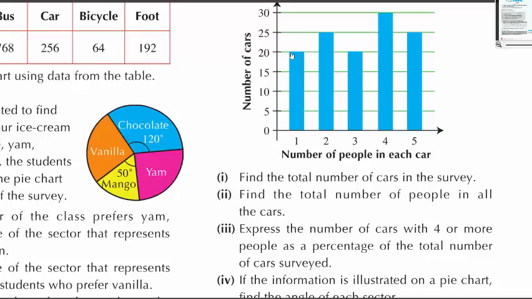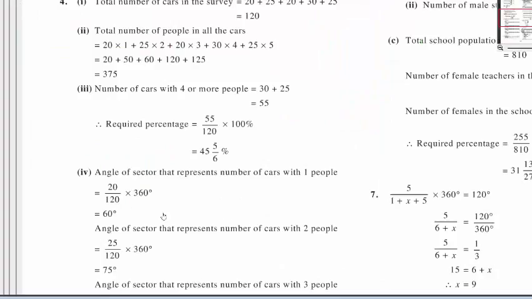For example, there are 20 cars corresponding to having one person in each car. So you take 20 times a total over the total number of cars, which is 120, times 360. That will be the size of the sector corresponding to this bar. Okay, so it will be 20 over 120, the total number of cars, times 360. So you will get 60 degrees corresponding to the sector that represents cars with 1 person.